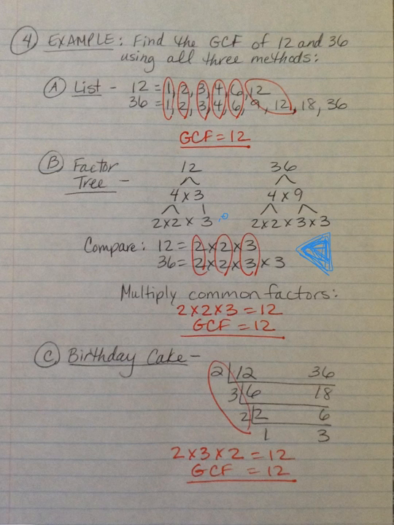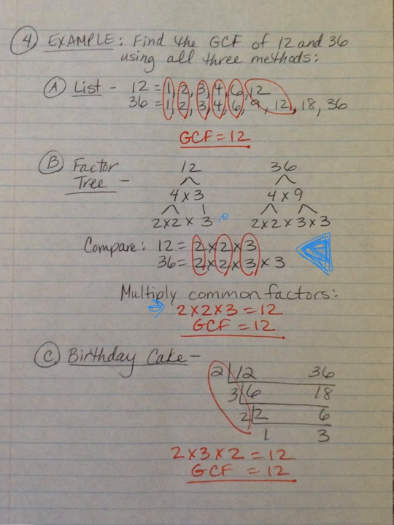So in this case, 12 and 36 share a prime factor of 2, another prime factor of 2 because they each had 2 times 2, and then a prime factor of 3. So I'm going to multiply those common prime factors, which would be, I'm right here now, 2 times 2 times 3.